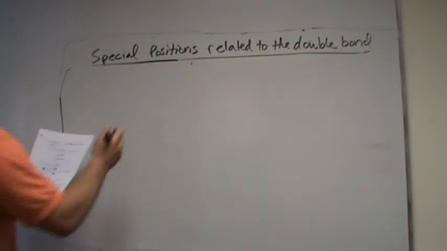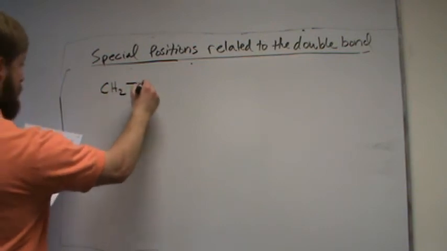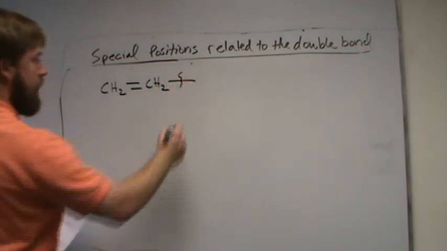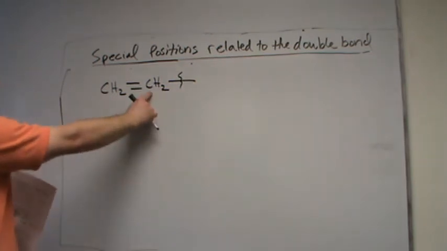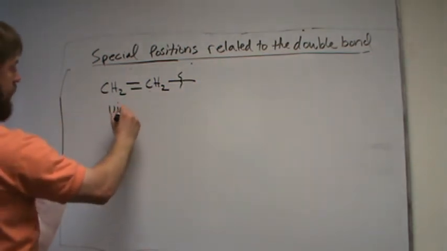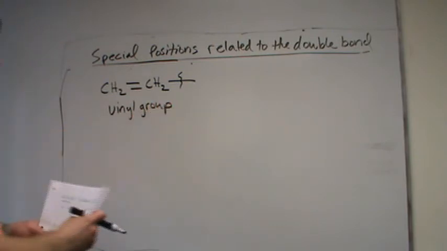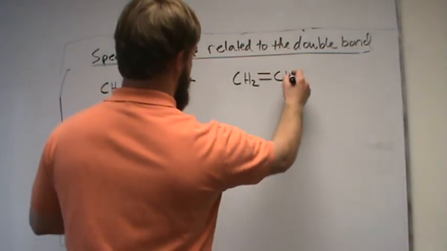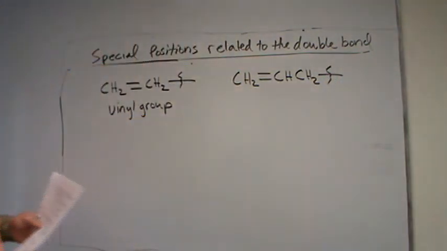So for example, you can treat this group where it's connected to something. Something over here is directly connected to the carbon of the double bond. This is a vinyl group. Or we could write it like this. What would that be called?